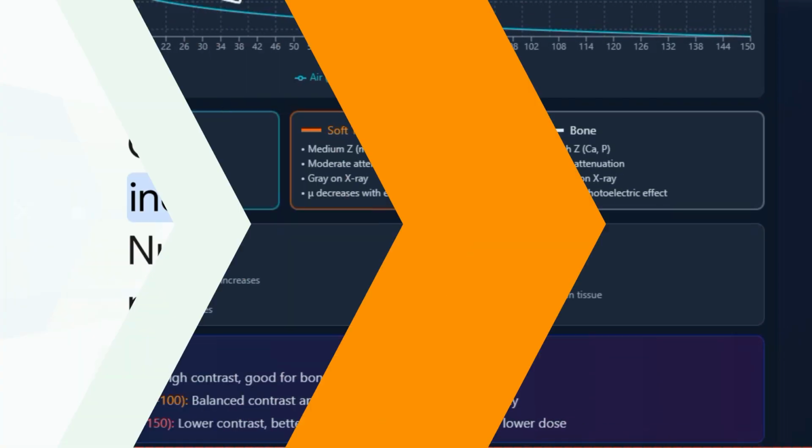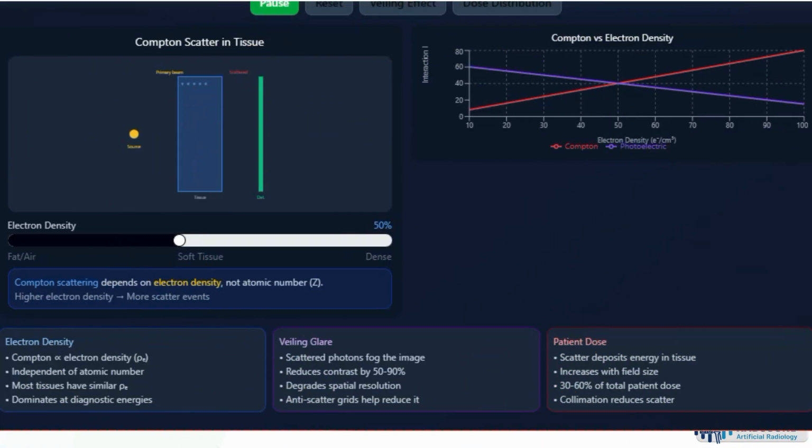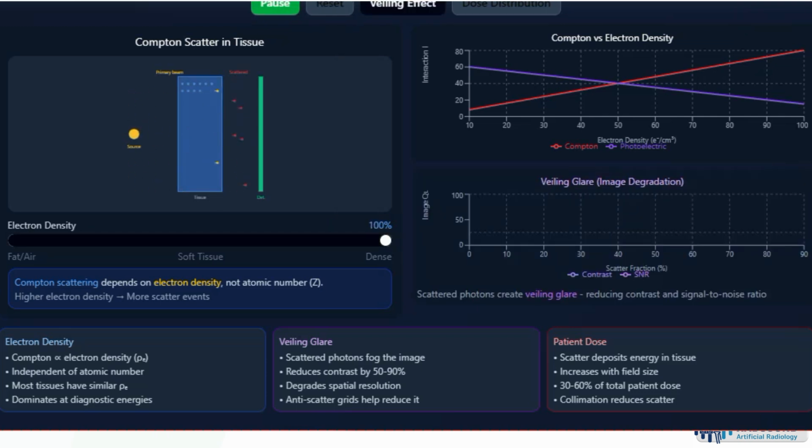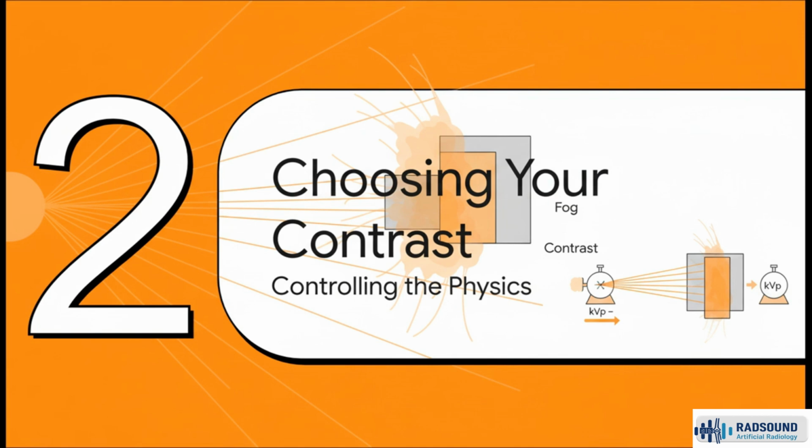And what about our villain, the fog generator? Compton scattering is the complete opposite. It's basically blind to the atomic number. It couldn't care less. Instead, it just depends on electron density, pretty much how jam-packed a tissue is with electrons. And it turns out, that's surprisingly similar across most tissues in the body. So Compton scatter just happens kind of everywhere, equally. It does absolutely nothing to help us tell things apart. It just adds that uniform gray fog that washes out all the beautiful contrast our hero works so hard to create. Okay, so we've got this epic battle raging inside the patient.